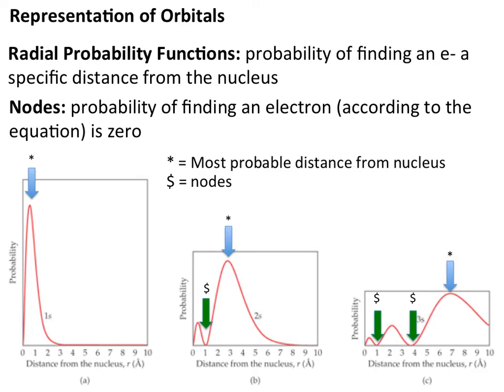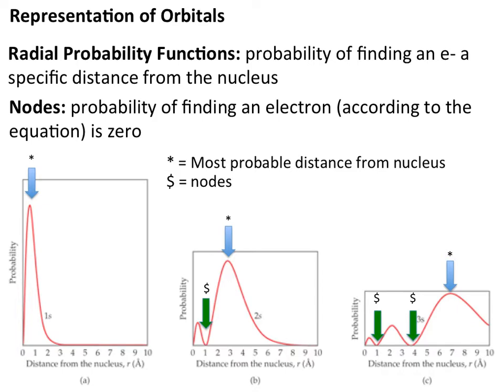If we look at a 2s orbital, we have one hump here. Notice the most likely distance is approximately 3 angstroms from the nucleus. However, there is the small possibility that it'll be closer. If we look at 3s orbitals, there are a few other locations, but the most probable distance is approximately 7 angstroms.